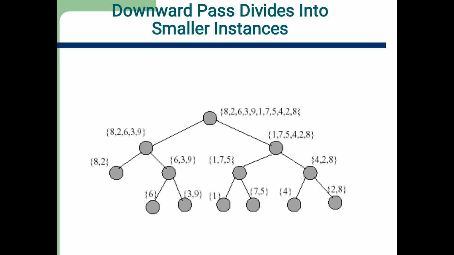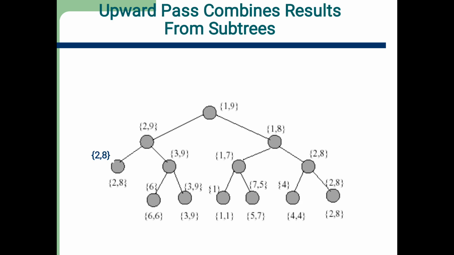Take the list 8, 2, 6, 3, 9, 1, 7, 5, 4, 2, 8 and divide it into two parts, 5 elements in one part and 5 elements in the other. Again take those 5 elements, 2 elements on one side and 3 elements on the other. Again take 6, 3, 9: here 6 is on one side and 3, 9 on the other. After that you can easily understand by seeing the tree. Observe it for a couple of seconds.